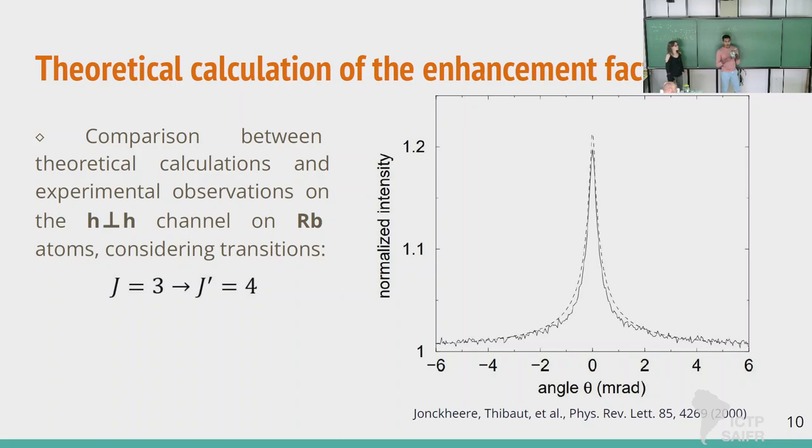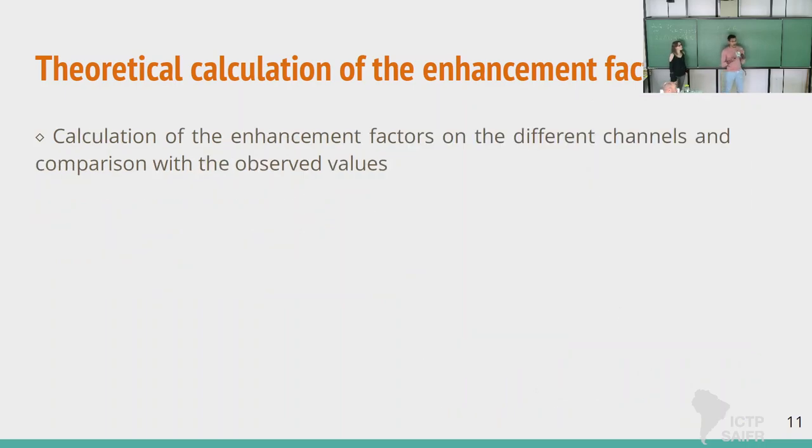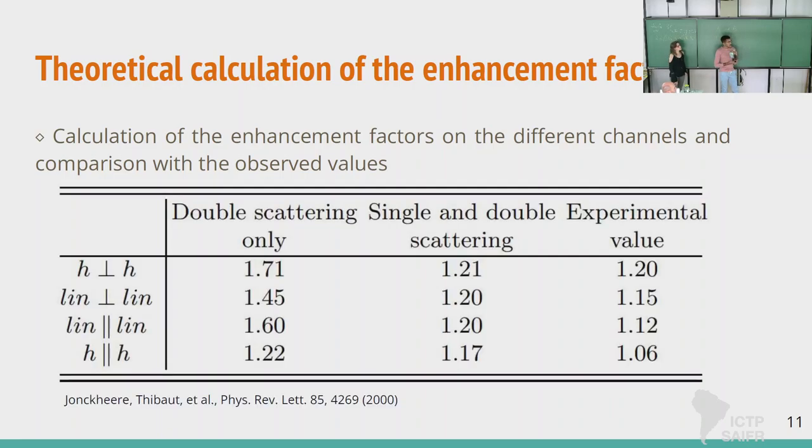With their theoretical model, they were able to calculate the enhancement factors on the various different channels of polarization. And they made a table. This is the table they get. The first column has the results considering double scattering only. In the second column, we consider both single and double scattering. And this is the comparison with the experimental value. And we see that they get a fairly good agreement with the experiments.